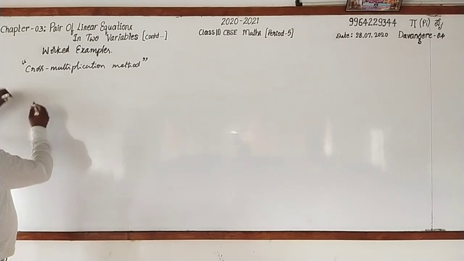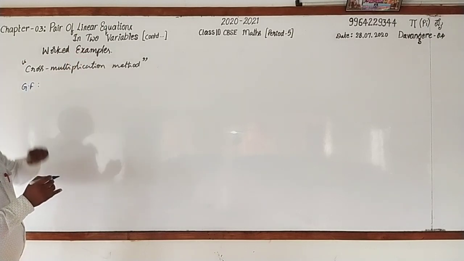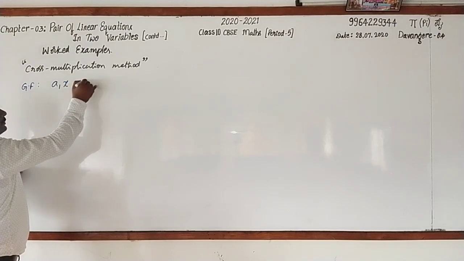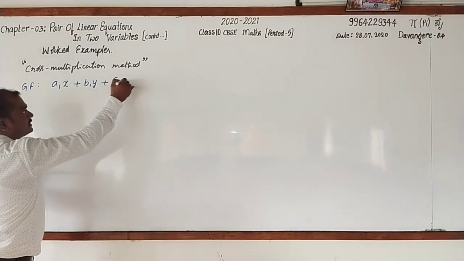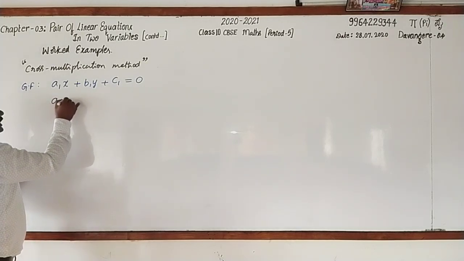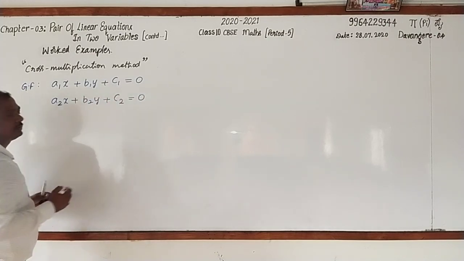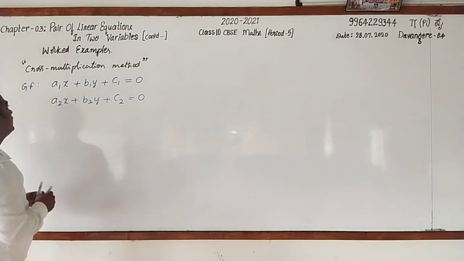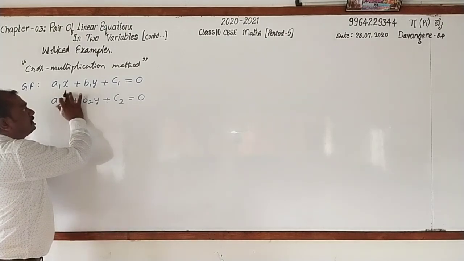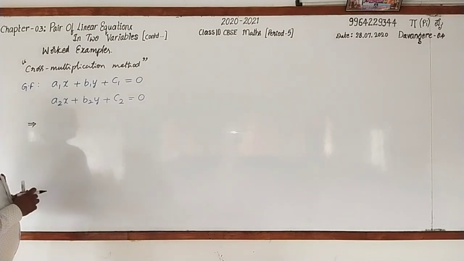Observe. We are very familiar with the general form of pair of linear equations in two variables. Yes, can you tell? Yes, you are right. It is a1x plus b1y plus c1 equal to 0. And second equation, a2x plus b2y plus c2 equal to 0. Clear? Next. Now, whatever the equations will be given, they should be written in standard form like this. Then you go for taking the coefficients.